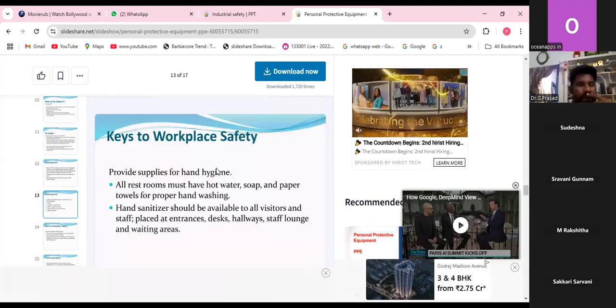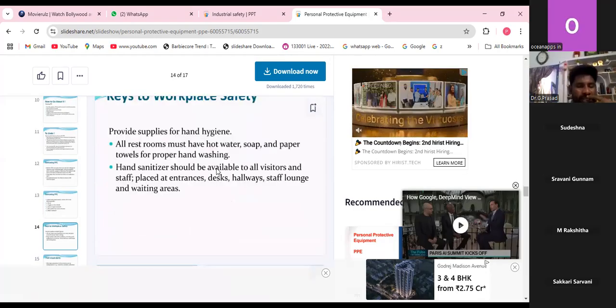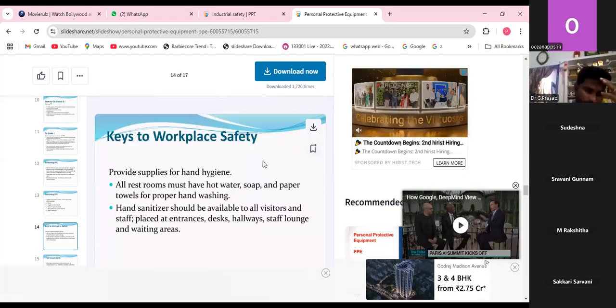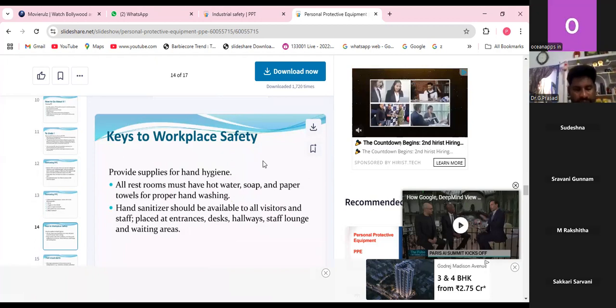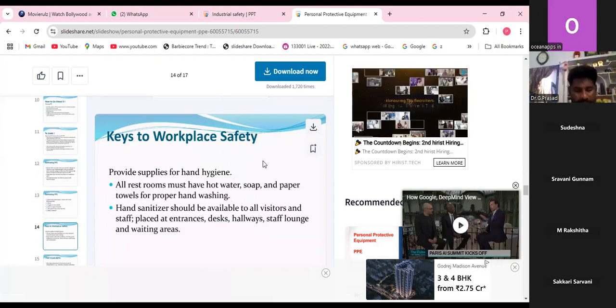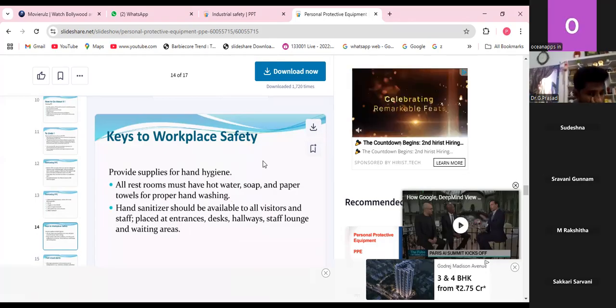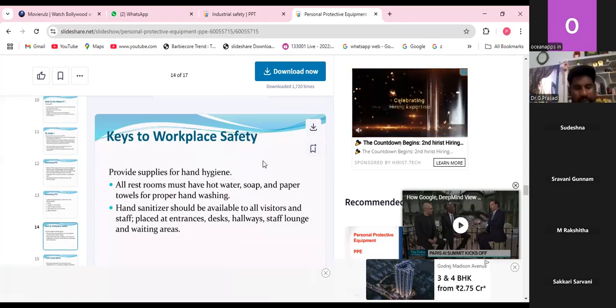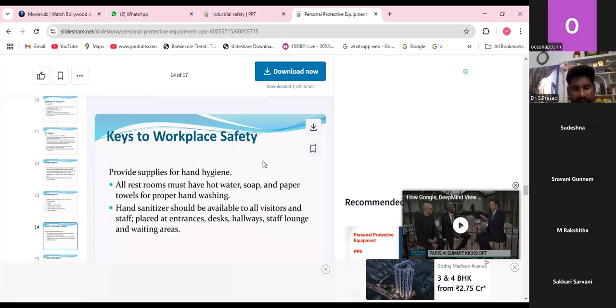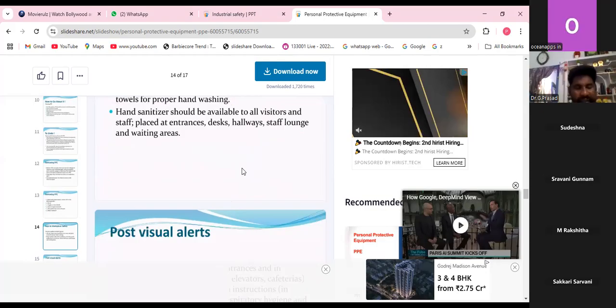Yeah. So, keys to workplace safety. Provide supplies for hand hygiene. All restrooms must have hot water, soap, and paper towels for proper hand washing. Hand sanitizer should be available to all visitors and staff, placed at the entrance, desks, hallways, staff lounge, and waiting areas.